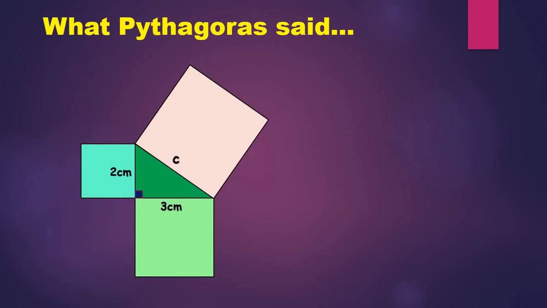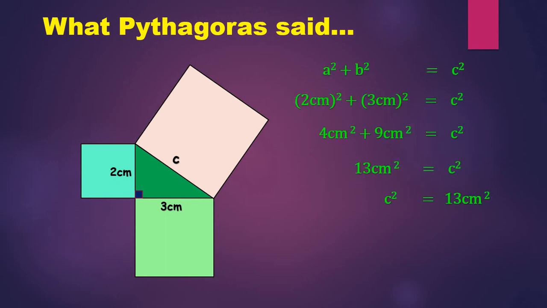Another example. Here you find that c square is equal to 13 square centimeters. It is not a perfect number. Therefore, we can leave the answer as this, square root of 13 square centimeters. If needed, we can find the correct answer with decimals. But at the moment, we leave it as it is.